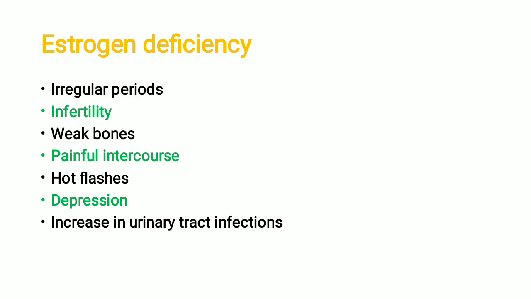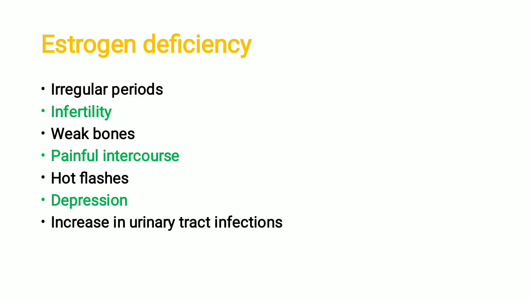The third symptom is weak bones. Estrogen is one of the major factors which keeps the bones healthy and strong. So as the level of estrogen decreases, bone loss may take place, especially in postmenopausal women. There will be more chances of getting osteoporosis and fractures in the bones for such ladies.